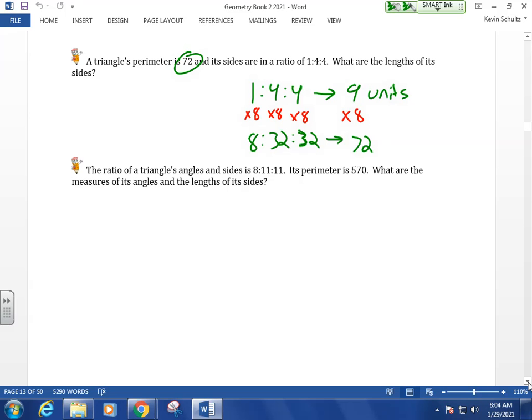That proportional relationship. The ratio of a triangle's angles and sides is 8 to 11 to 11. Its perimeter is 570. What are the measures of its angles and the lengths of its sides? So both the angles and the sides actually have the same ratio here, but we're going to treat them differently because they have different wholes. We have the sides and we have the angles. For our sides, our whole is 570, being the perimeter. So we have 8 to 11 to 11. That gives us 30. To get to 570, we have to multiply by 19, I believe.